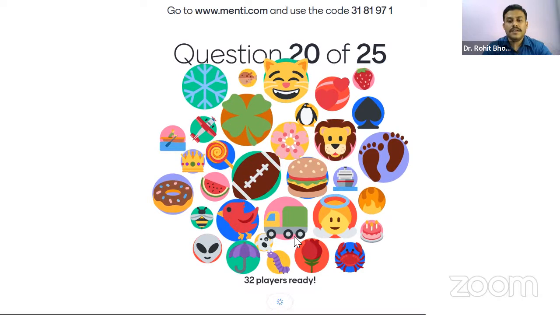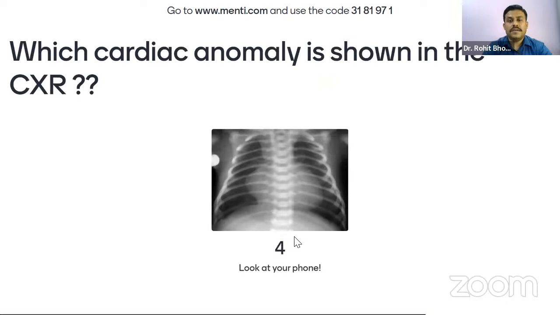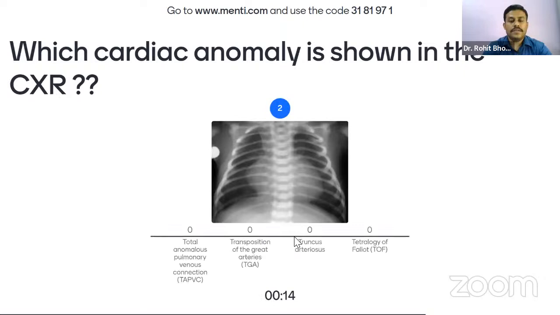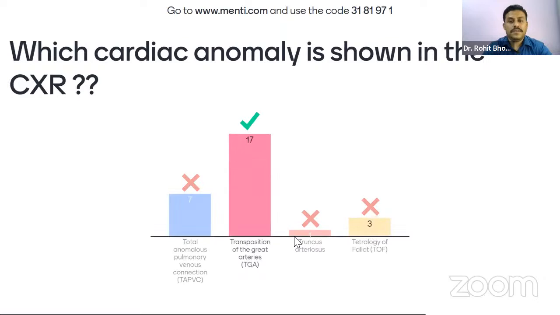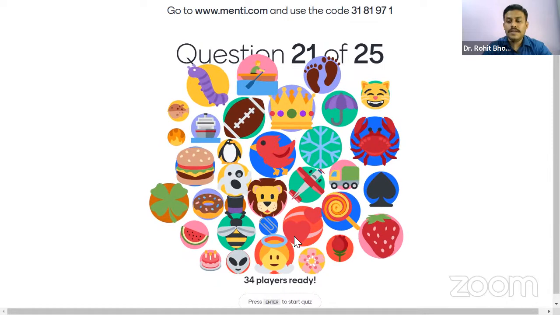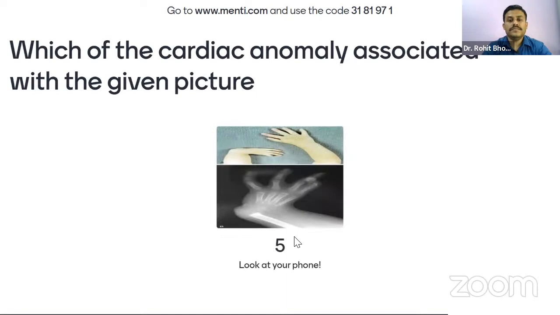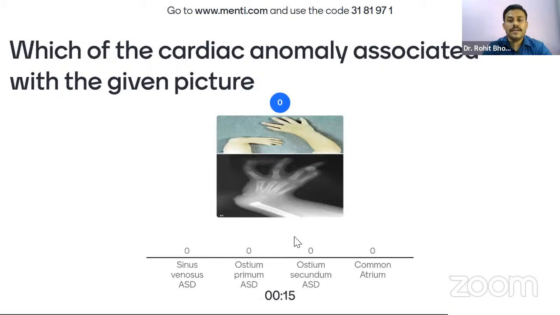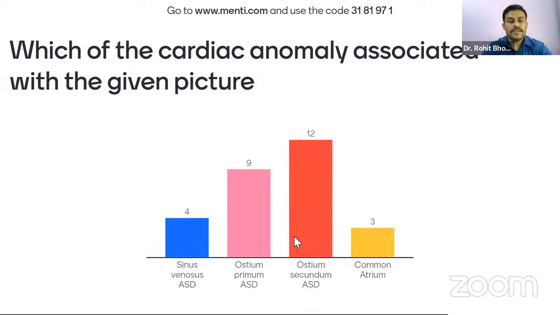Question 20. Which cardiac anomaly is shown in the chest X-ray? Many correct answer. It is TGA. Question number 21. Which cardiac anomaly is associated with the given picture? Sinus venosus ASD, ostium primum ASD, ostium secundum ASD, common atrium. Many correct answer is ostium secundum ASD.